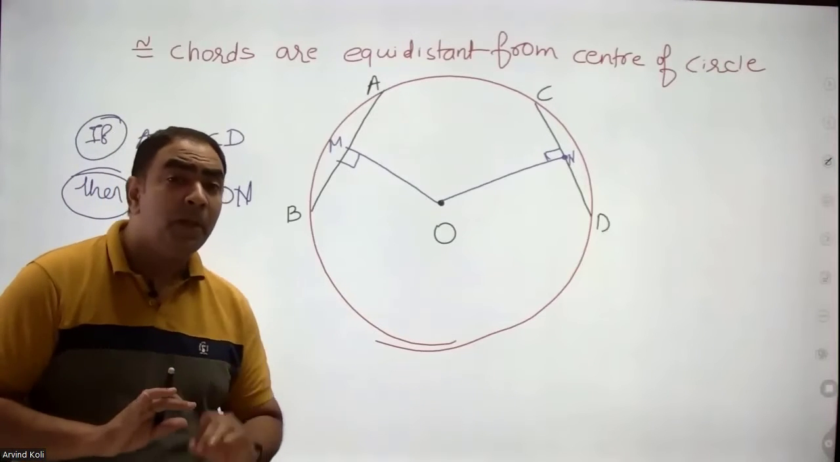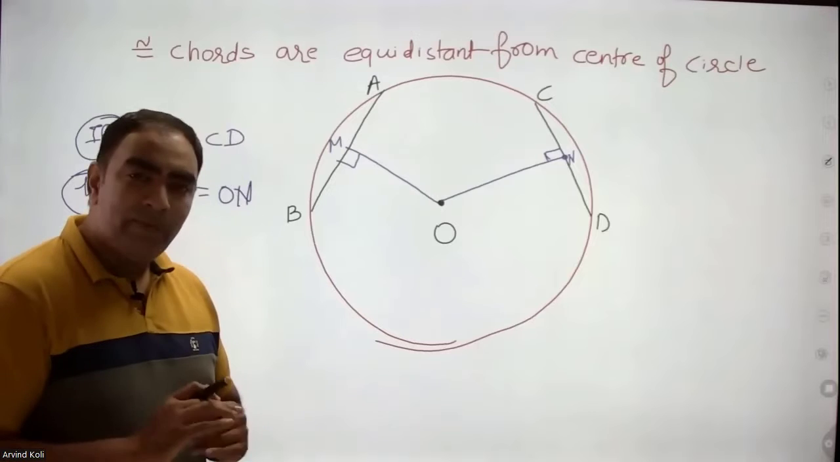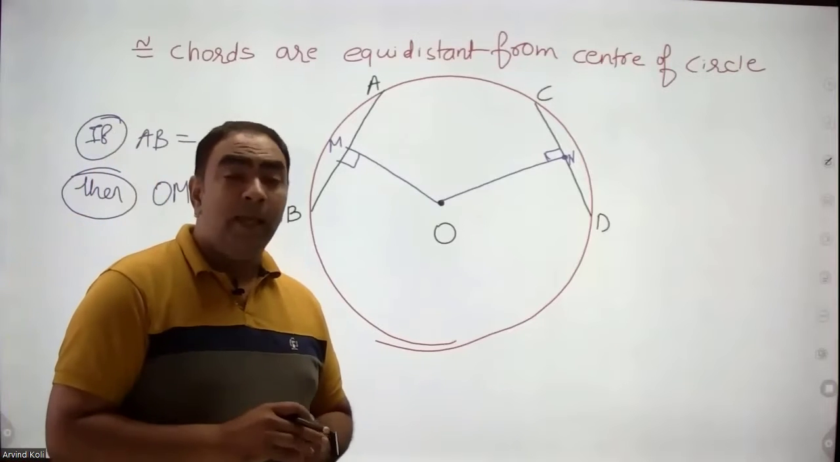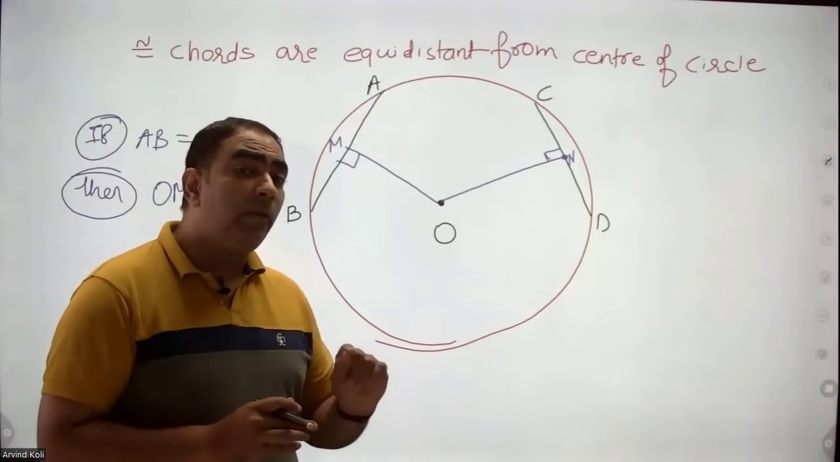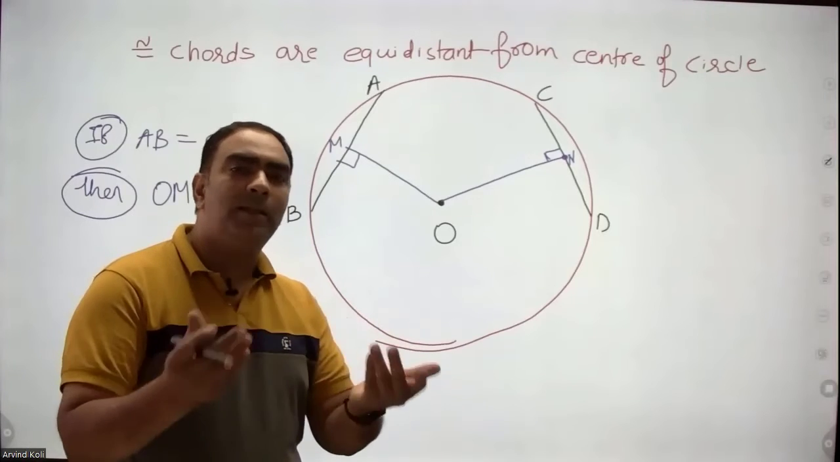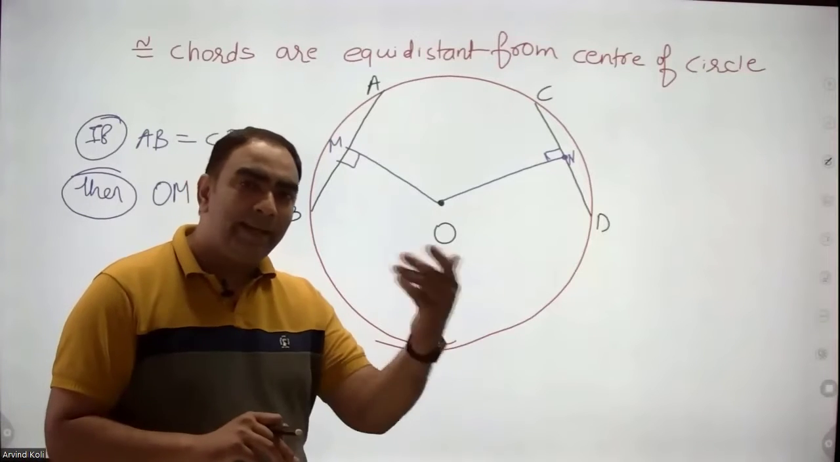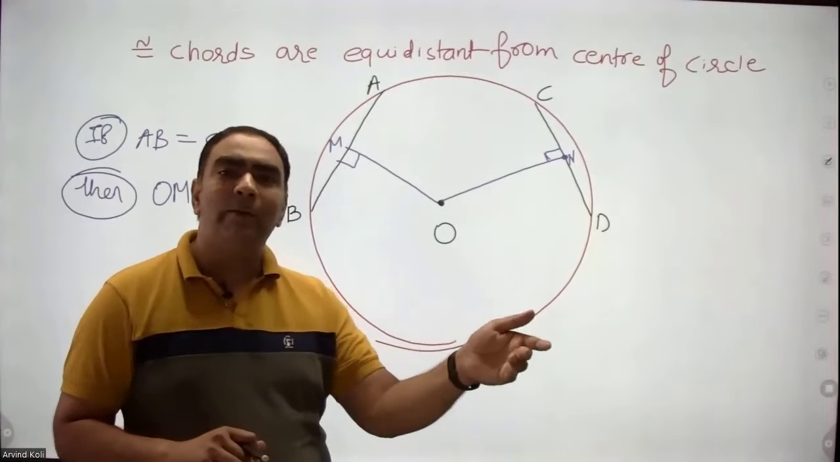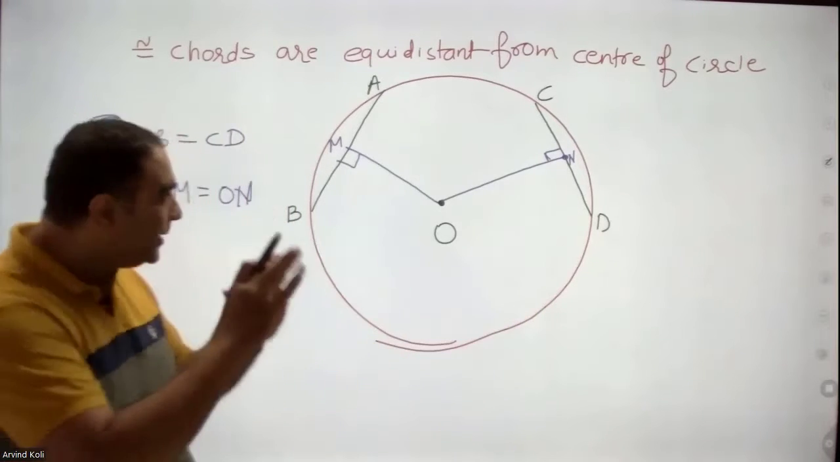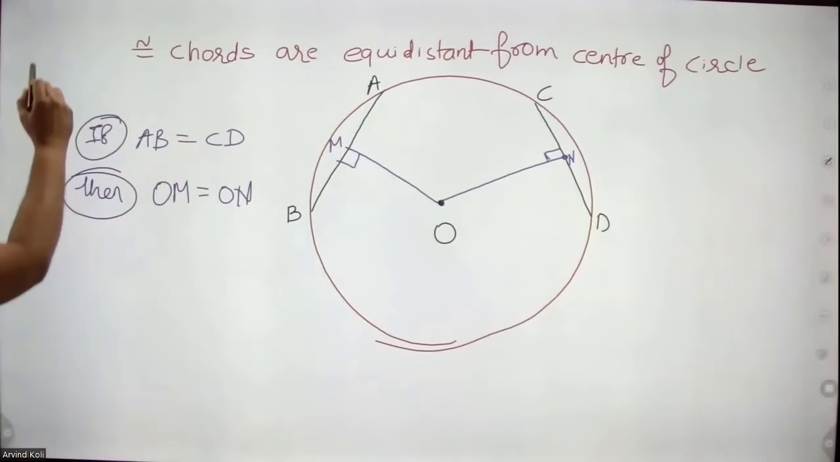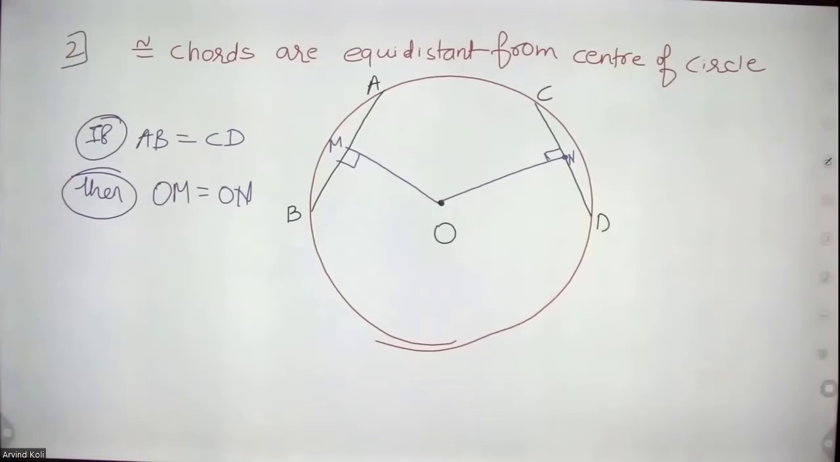ये याद रखना है. उल्टा भी बोल सकते हैं. If the distances are equal, यानी कि if the chords are equidistant from center, then the chords are congruent. Chords congruent, the distances are equal. The distances are equal, then the chords are congruent. यह है हमारा second concept. Let me write 2. ठीक है स्टूडेंट्स?